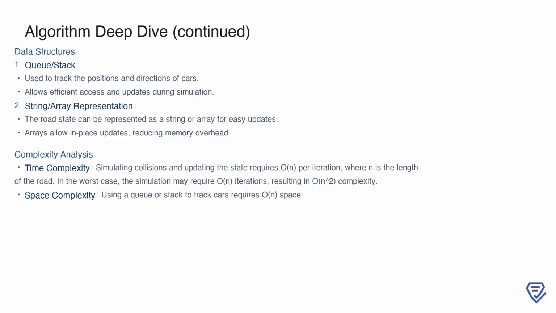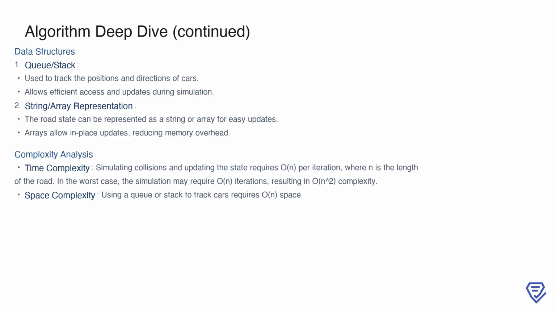In terms of complexity, the time complexity of this algorithm is O(n) per iteration, where n is the length of the road. However, in the worst case, resolving collisions may require up to O(n) iterations, leading to an overall time complexity of O(n²). The space complexity is O(n), as we need to store information about the cars and their positions in the data structures.